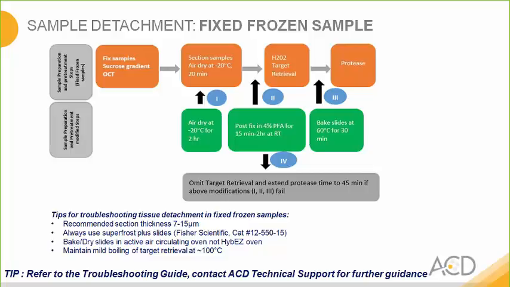We do recommend for fixed frozen samples that you are sectioning at a 7 to 15 micron thickness. Again, always use SuperFrost Plus slides, and we have the Fisher Scientific catalog number seen below. If you're going to be baking and drying your slides, do use an active air circulating oven and not the HYBRIDIZATION oven. So again, there are the 3 modifications, and again, feel free to contact ACD technical support for further guidance if you are faced with this issue.